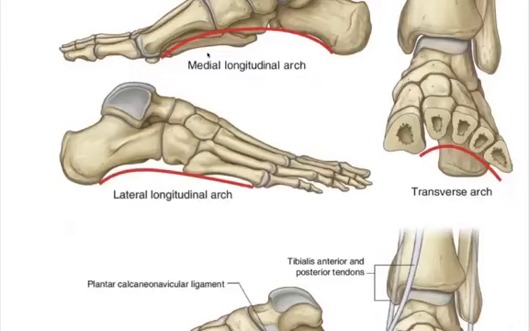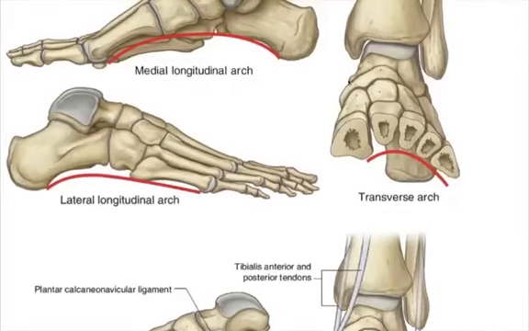So in the lateral longitudinal arch, there are peroneus longus and brevis, which are muscles. The ligaments are the short and long plantar ligaments. Okay.